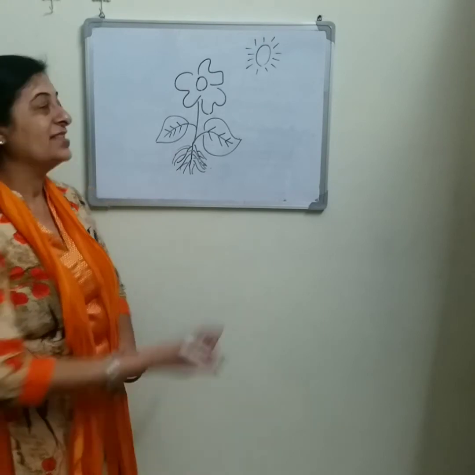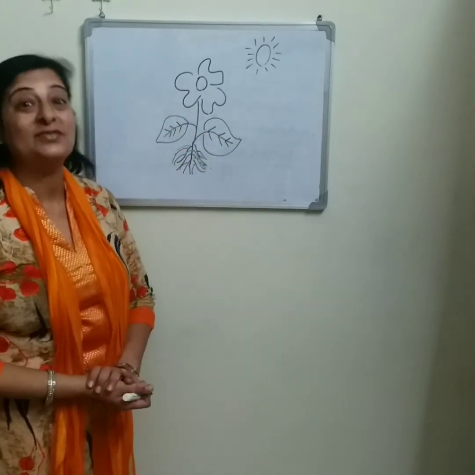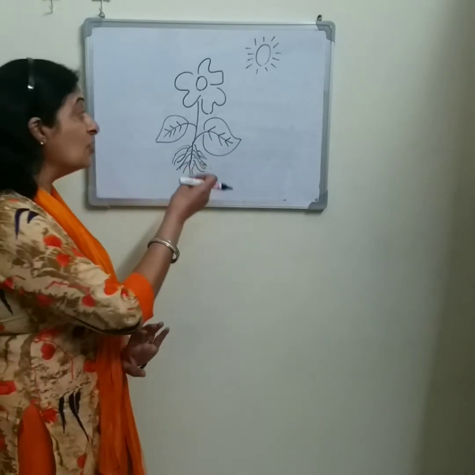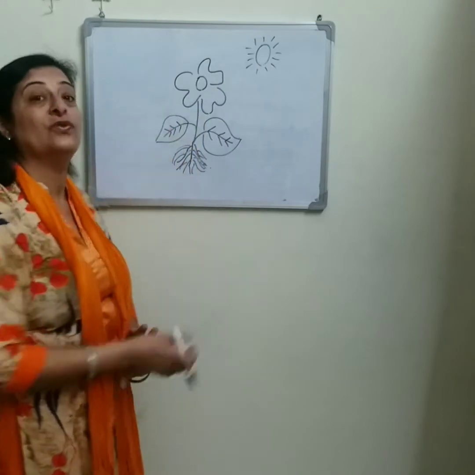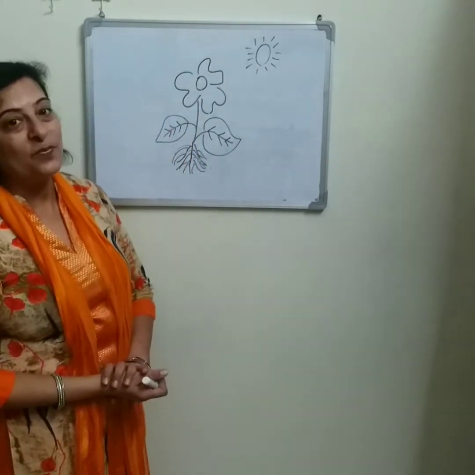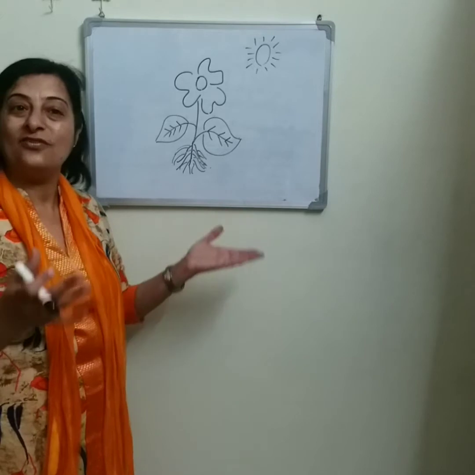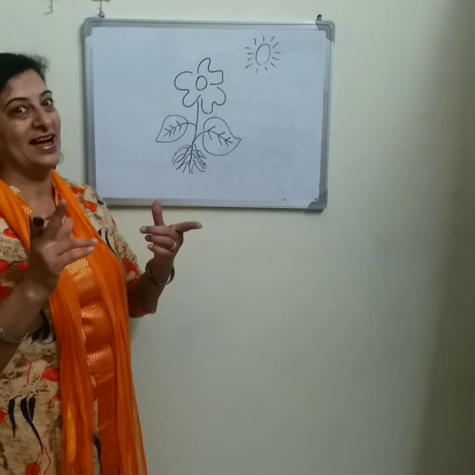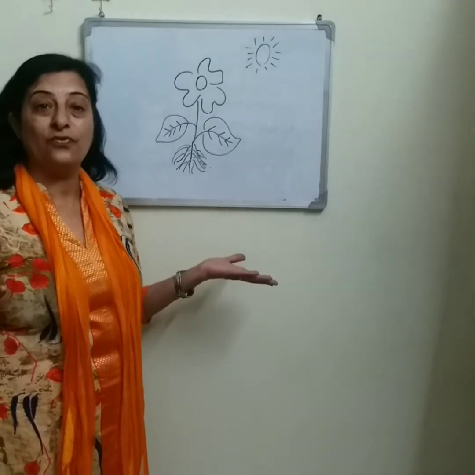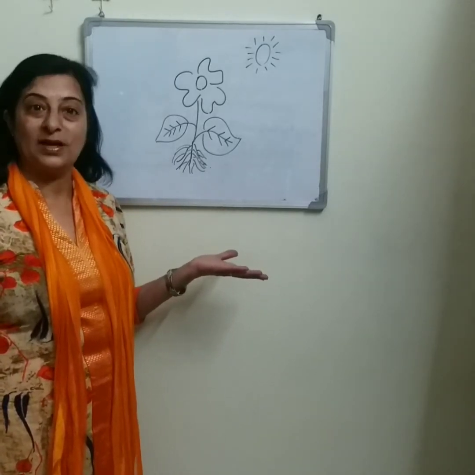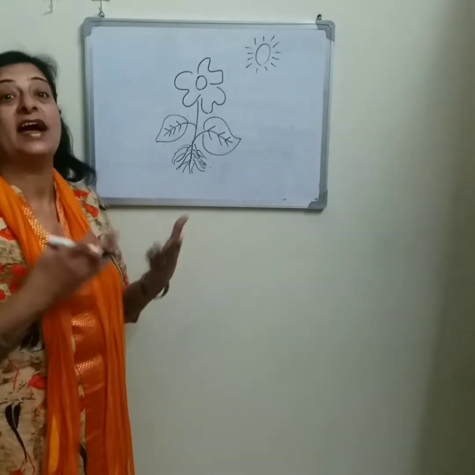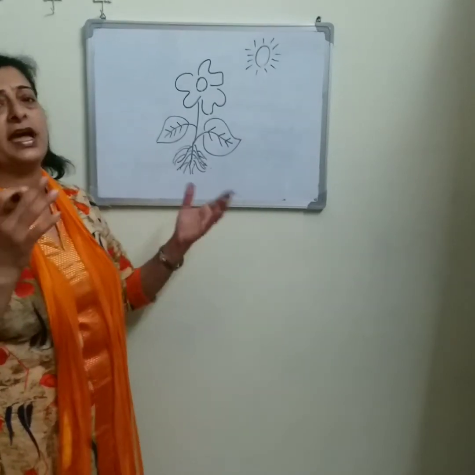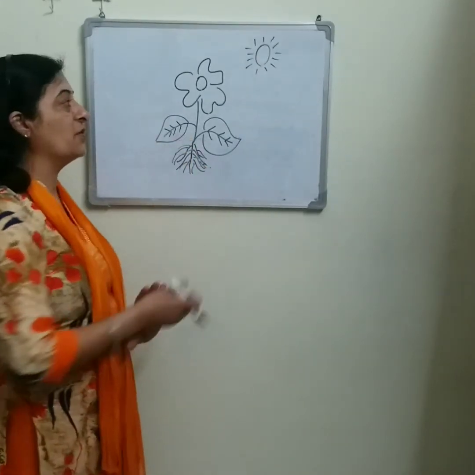And that's why plants are also known as producers. They not only prepare food for themselves, they also prepare food for all living organisms. Our main source of food is plants. We obtain a number of foods from plants, like fruits, vegetables, pulses, and spices. So there is a large variety of food we obtain from plants.